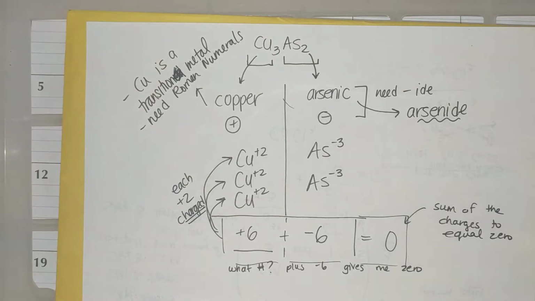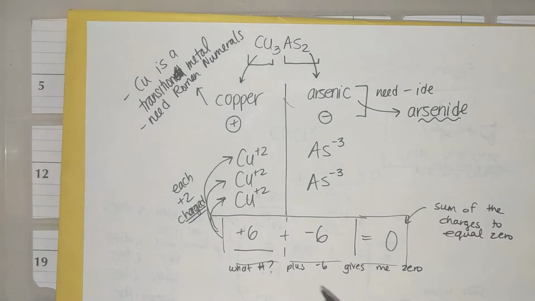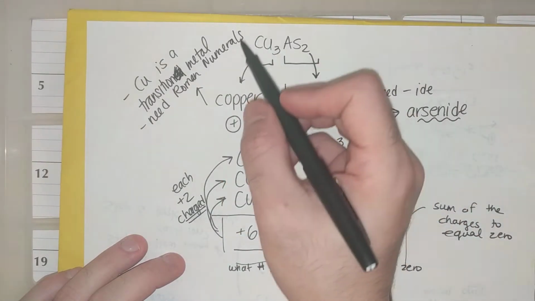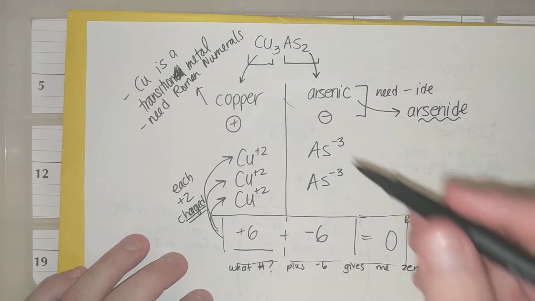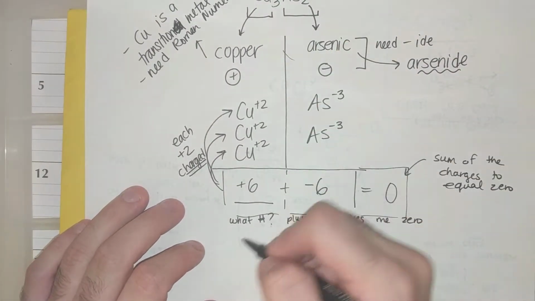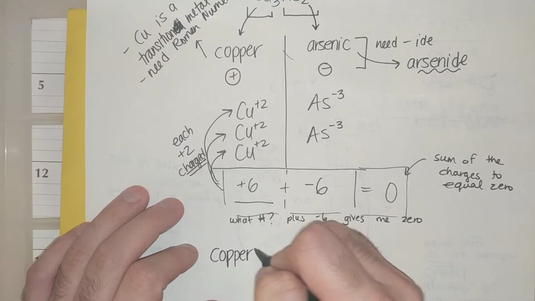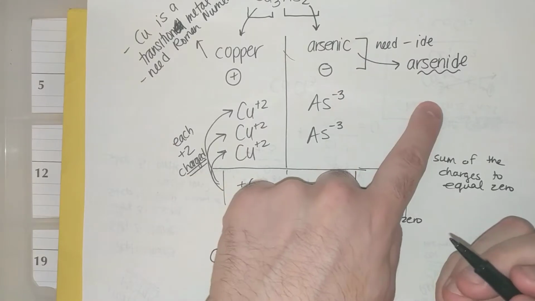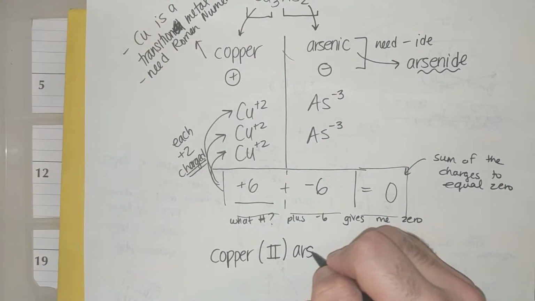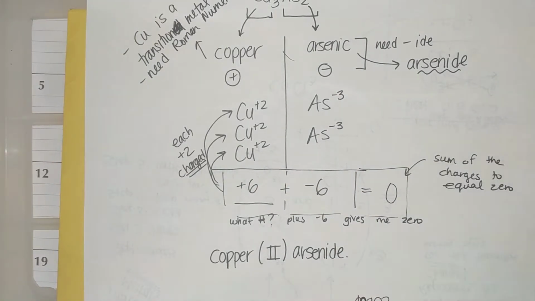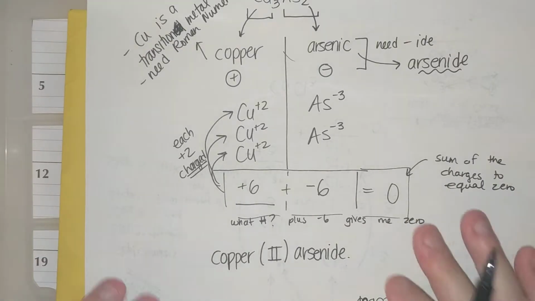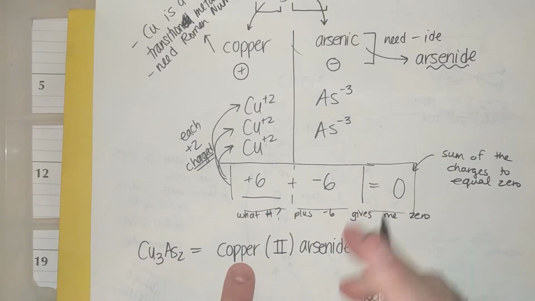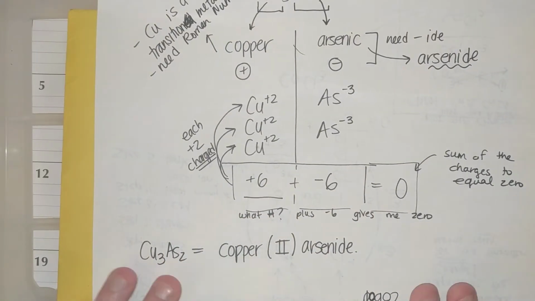Okay? Now, if each copper is positively 2 charged, that must be the charge of the copper in this compound, and now I have to name it as such. If I want to name copper 2+, this is copper. What Roman numeral do I use? 2. And then how do I name arsenic? We said arsenide. Copper 2 arsenide. And this is one of your examples from your homework. So Cu3As2 is equal to copper 2 arsenide.